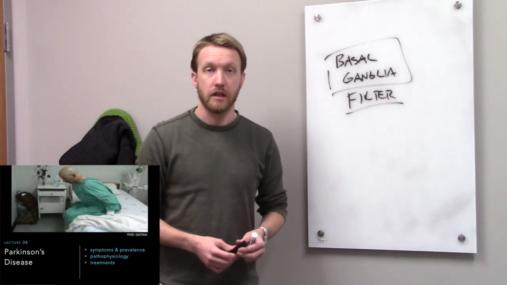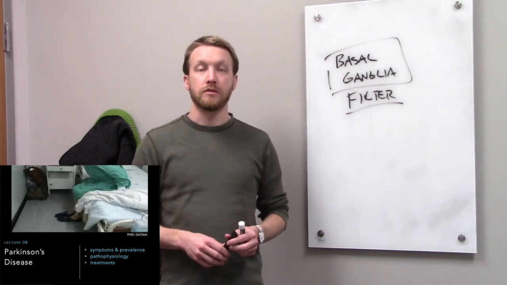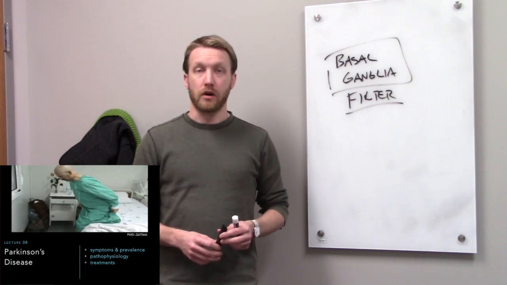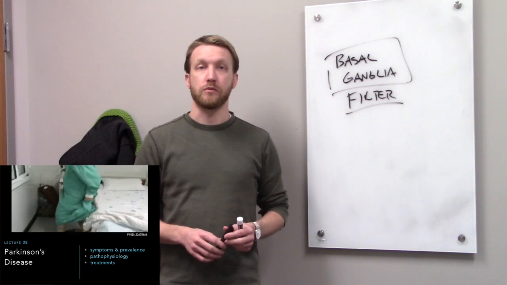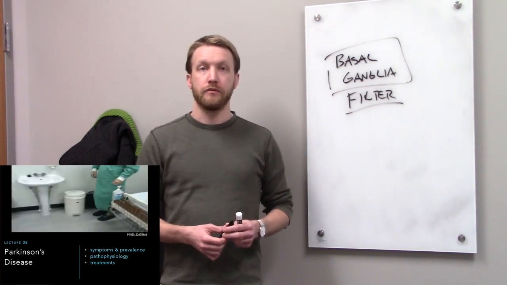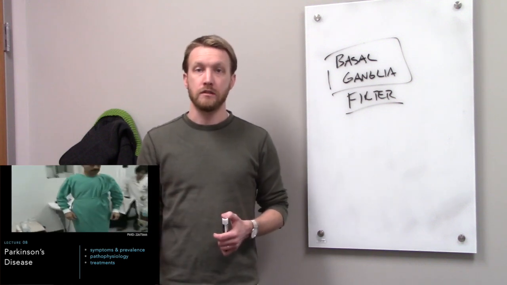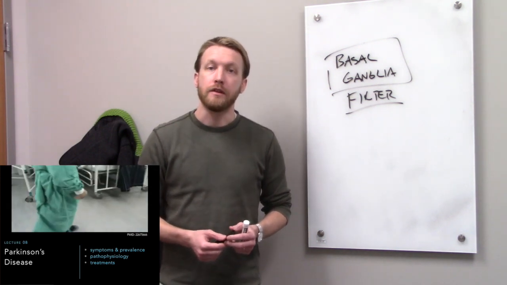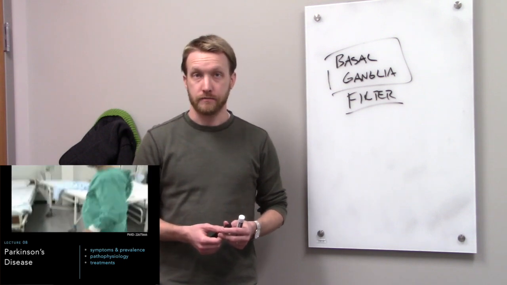Here we can see a gentleman getting out of bed, and this is probably taking longer than it takes most of us. That's because he's suffering from Parkinson's disease. That slowed movement is typical for Parkinson's patients. What we're going to do is review what Parkinson's disease looks like, what causes it, and what we can do to treat it. The treatment options are a whole lot better than for Alzheimer's disease, but unfortunately none of them are disease modifying.